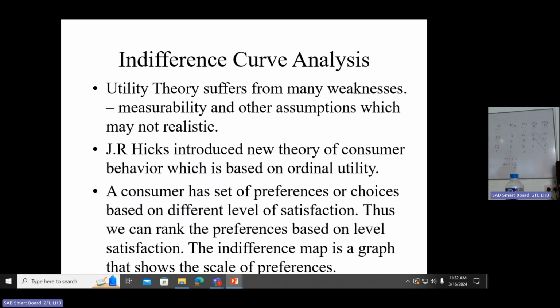Level of preferences, level of satisfaction. So that means there can be a higher level of indifference curve and a lower level of indifference curve in the indifference map, right? That explains the scale of preferences. Normally, a higher indifference curve indicates a higher level of satisfaction, and a lower indifference curve explains a lower level of satisfaction. So that is the indifference curve.